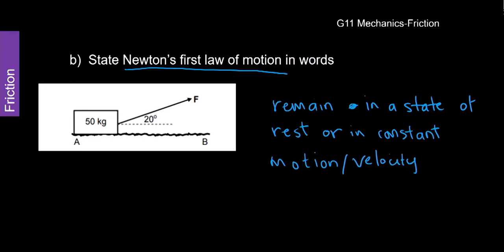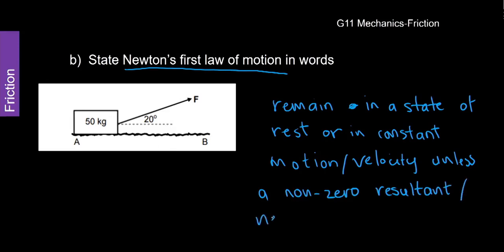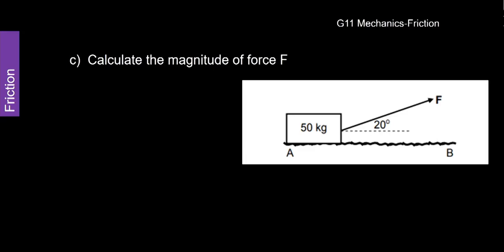Unless what? Well, unless there's going to be a net force acting on that body. So we're going to write that: unless a non-zero resultant, or you can write the word net, force acts on that body. Okay, that is straightforward learning, you just need to learn it.